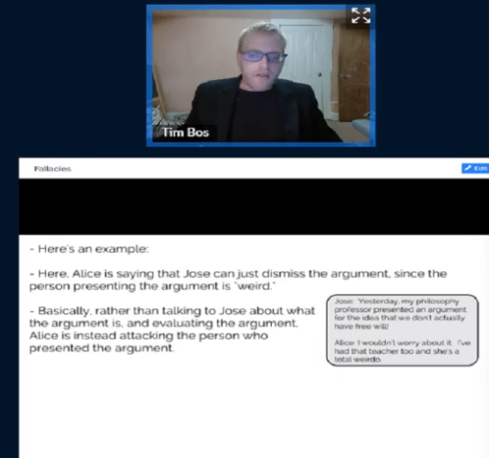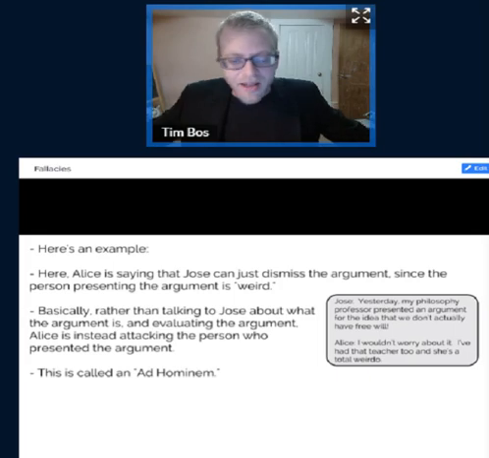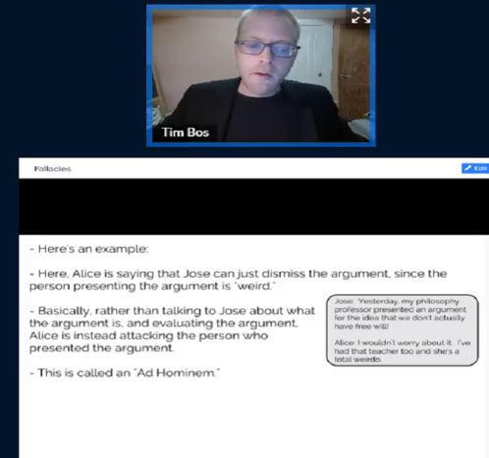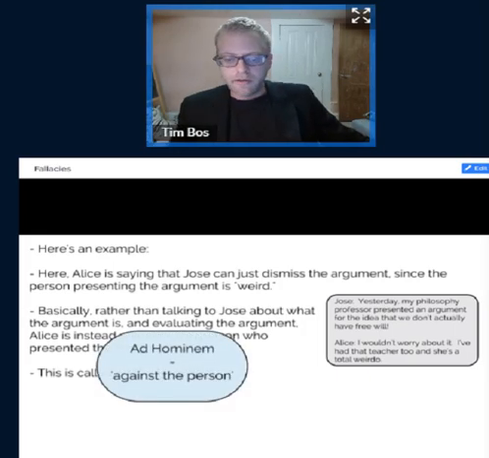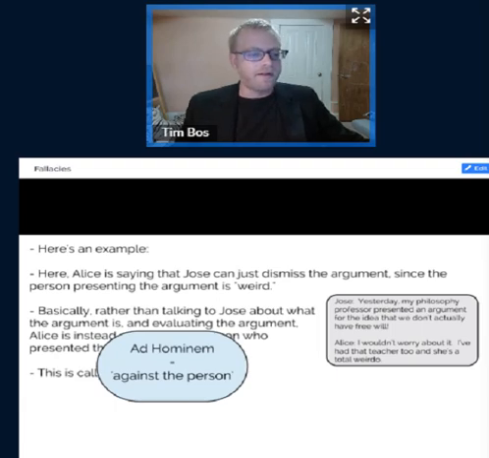But Alice doesn't do that. Alice is not evaluating the argument. Alice is not providing her own argument against the conclusion. Not doing any of that. She is rather just saying, forget it all, the person's weird, right? Consider the source somehow. Yeah, the Latin is ad hominem, meaning to the person, or against the person.